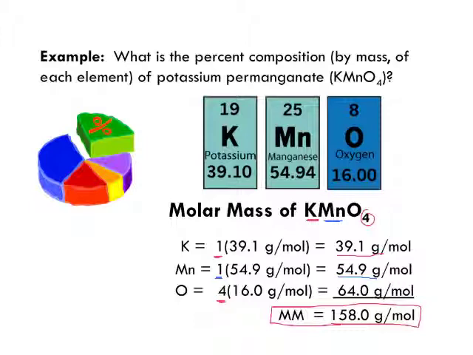So remember, that's what 1 mole of potassium permanganate will weigh. It weighs 158.0 grams. So this is our first step, because we need to know what the overall mass is so that we can work out the percentages. The first step is to find the molar mass of the overall compound.